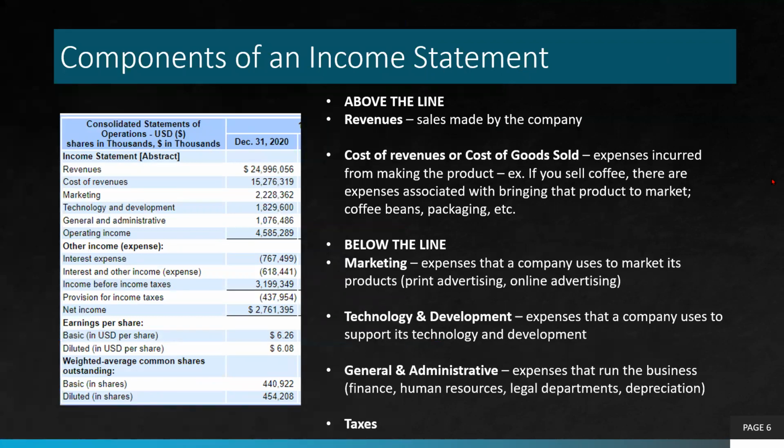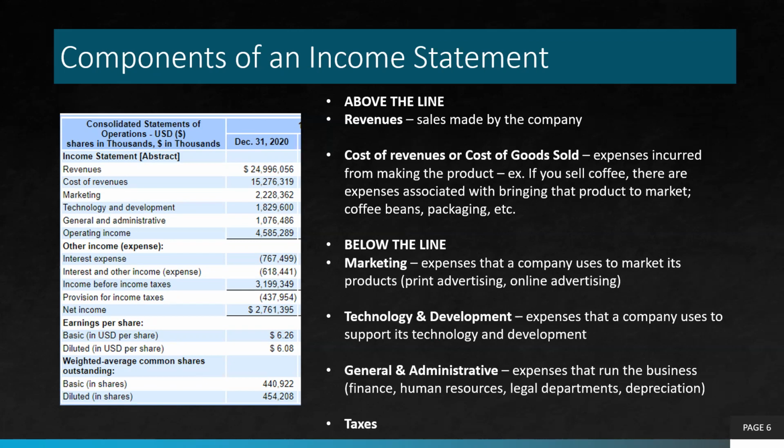So you have components of an income statement, and you might hear when you're working in industry: above the line and below the line. Above the line are revenues, which are the sales that have been made by the company, and the cost of revenues or cost of goods sold. Those are the expenses incurred for making the product, right? The example given here is if you sell coffee, there are expenses associated with bringing that product to market. You have to purchase coffee beans, and there's packaging, and so forth and so on. So it's only the costs that are directly related to making the product.